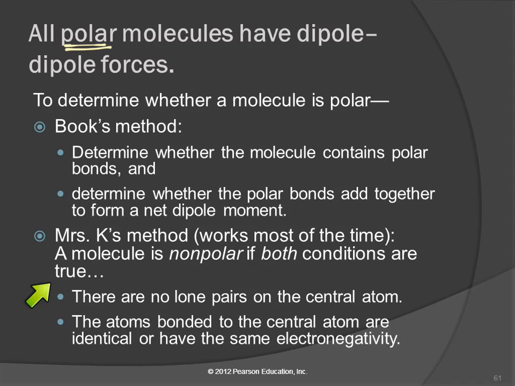A molecule is nonpolar if both of these conditions are true. This doesn't always work, but it usually does. No lone pairs on the central atom. The atoms bonded to the central atom are identical, or they have the same electronegativity. So you should be able, with a relatively simple molecule, to identify whether it's polar or not.